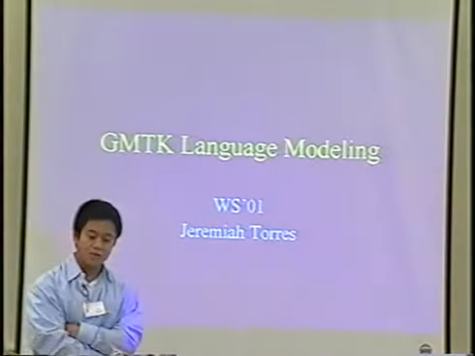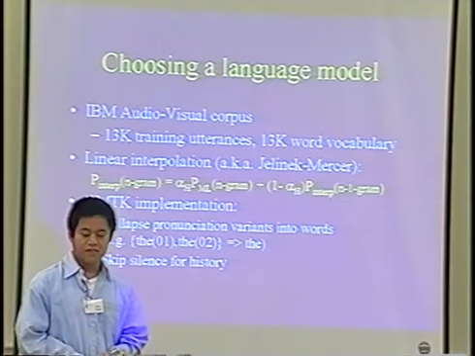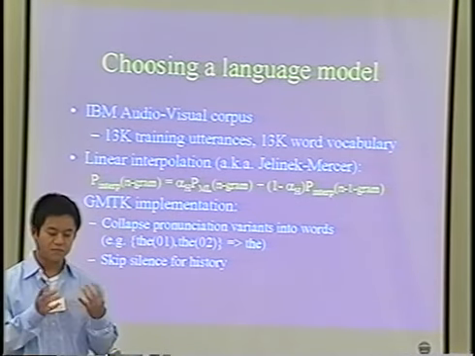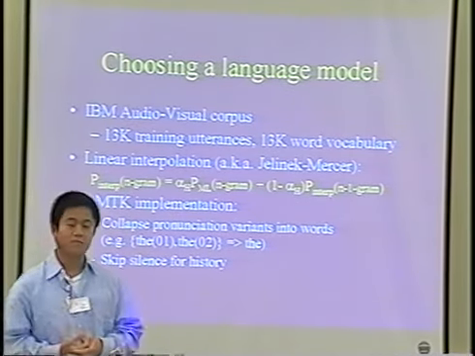Okay, this is going to be quick. So the first thing you have to do is choose a corpus. And we chose the IBM audiovisual corpus out of the three that we had. It has 13,000 training utterances and a 13,000 word vocabulary. So it was pretty rich and you could play around with that.